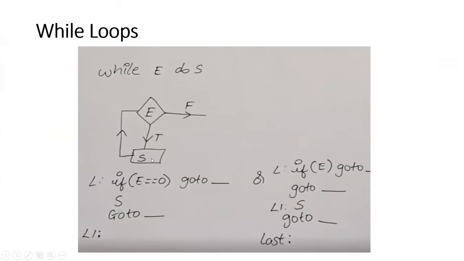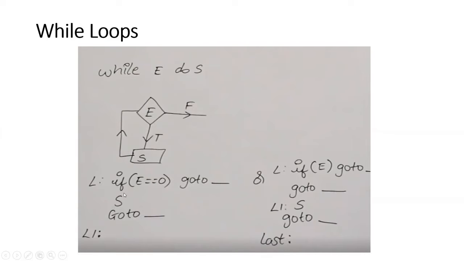If the condition is true, we'll perform the statement. If the condition is false, we'll exit from the loop. If the condition is true, we'll perform the statement and again verify whether the condition is true or false. So there are two ways to write the three address code for a while loop.